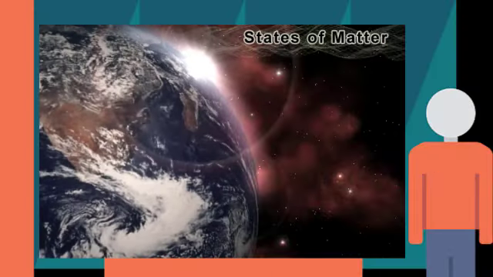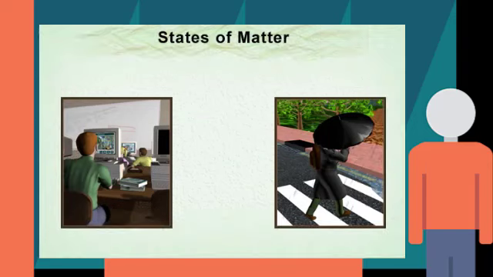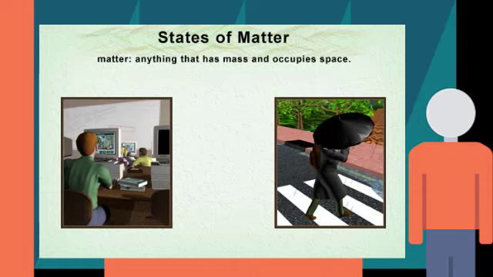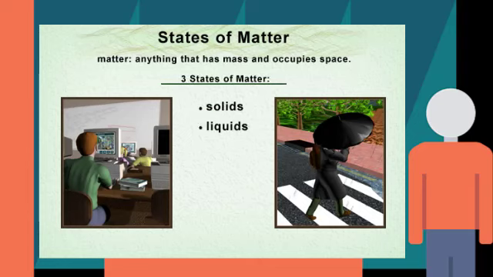Everything in our world is made up of matter. The computer you are using, the air you are breathing, the rain outside, and even your body are all examples of matter. In fact, anything that has mass and occupies space is matter. All matter is divided into three states: solids, liquids, and gases.